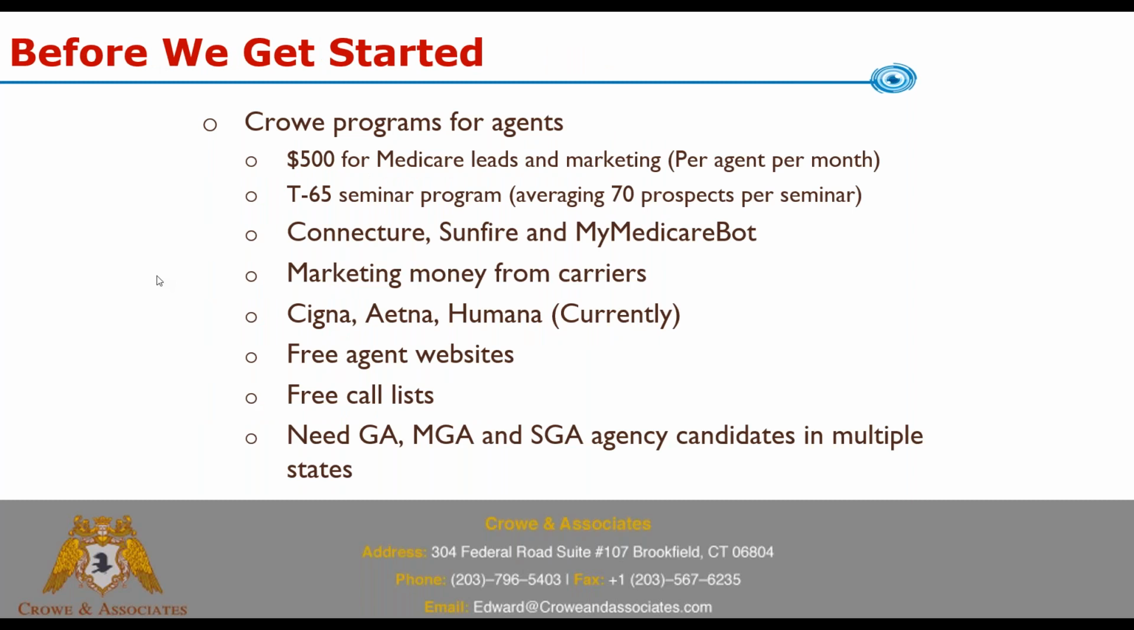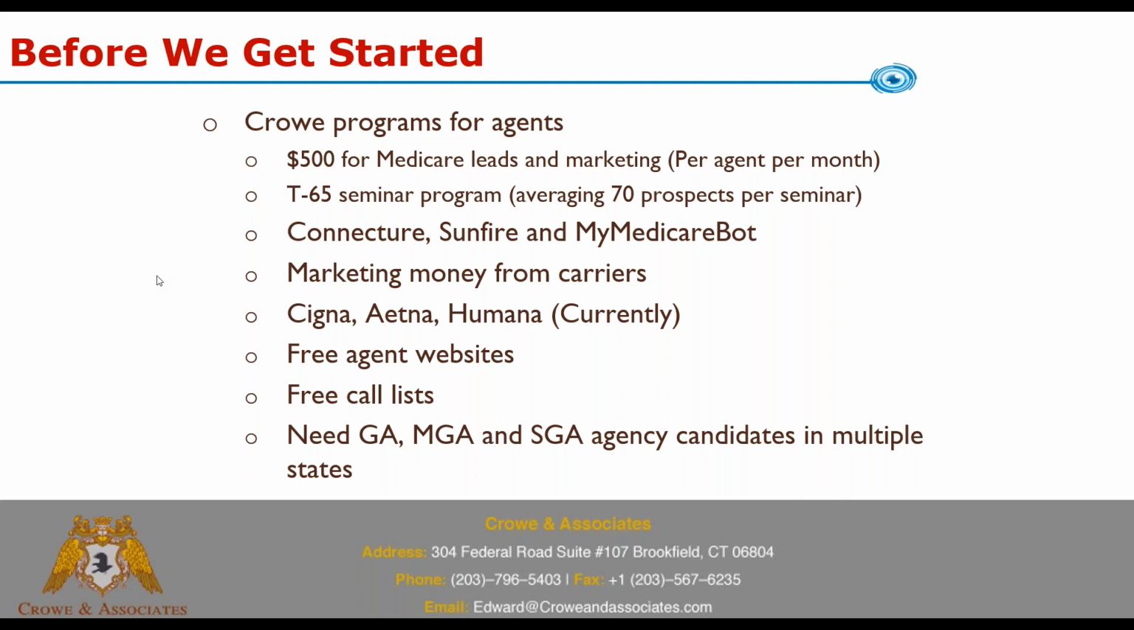Before we get started, I'd just like to review briefly the programs we offer. We have a program for every agent that works with us. If they have their Medicare carriers with us, we have a $500 per month program that will reimburse agents up to $500 a month for leads, marketing, advertising. You can use it every month. It never runs out. You simply send us paid receipts, and you can use whatever company you want, as long as it's to generate Medicare business.